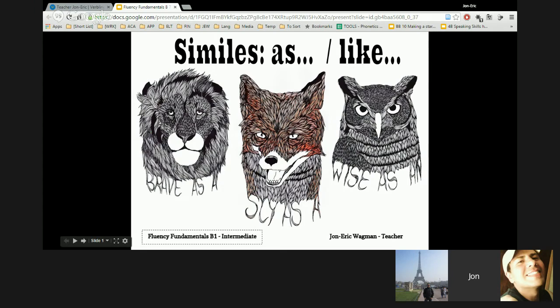And what about on the right side? Intelligent, as wise as a... This animal is as wise as an owl. Owl. That's right. Good. So now we can see the difference between a metaphor and a simile. The only difference is that you use like and as with a simile. Same thing, except we use like and as.